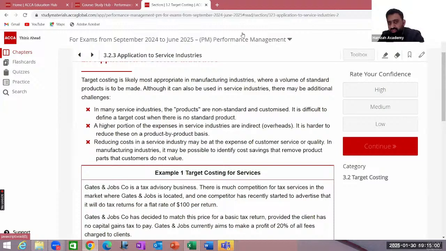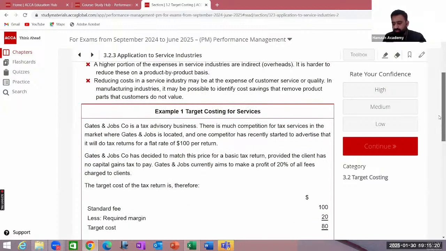So cost cutting may lead to losing the customer, and that would not be the right thing. So it can be applied in the service industry, but it would be a bit challenging to use target costing in a service industry as compared to manufacturing.